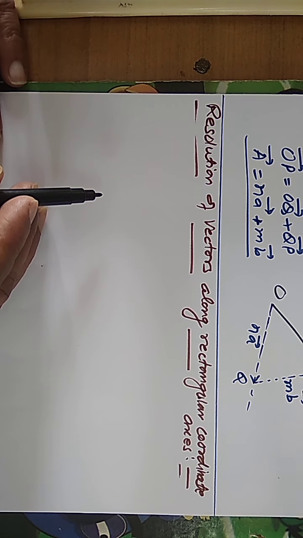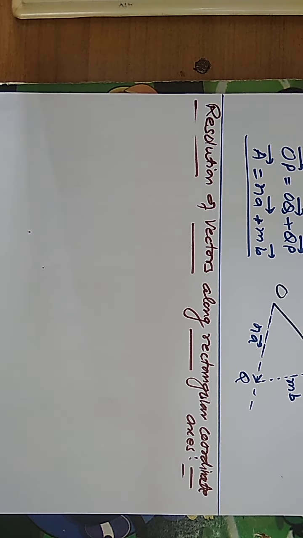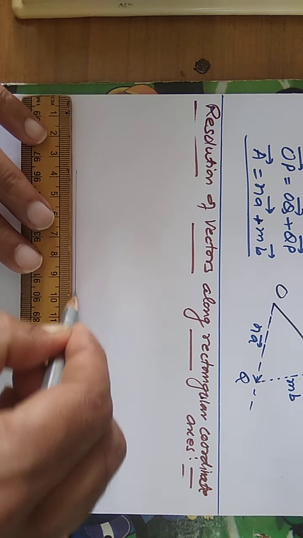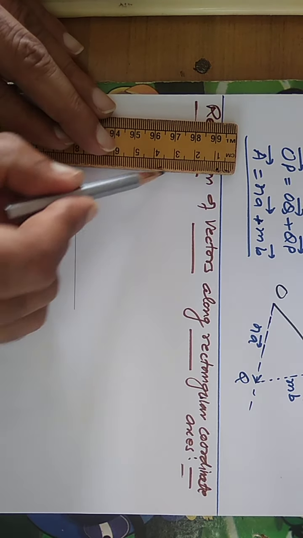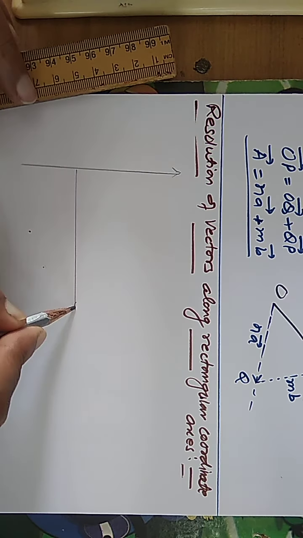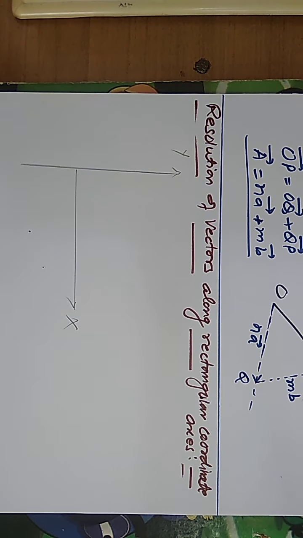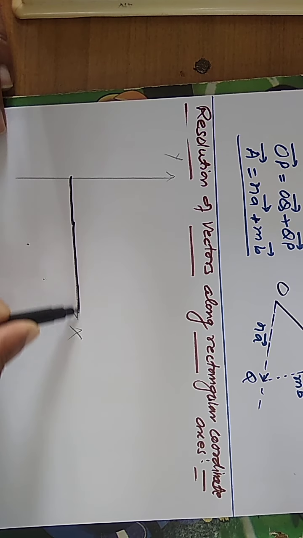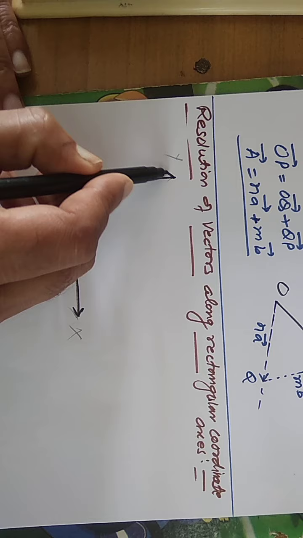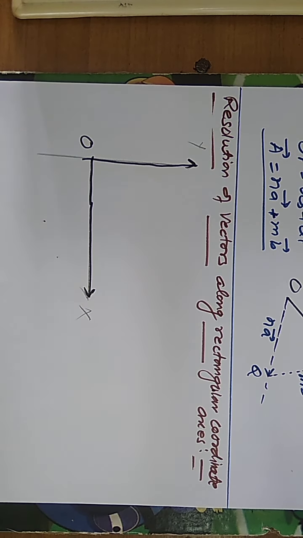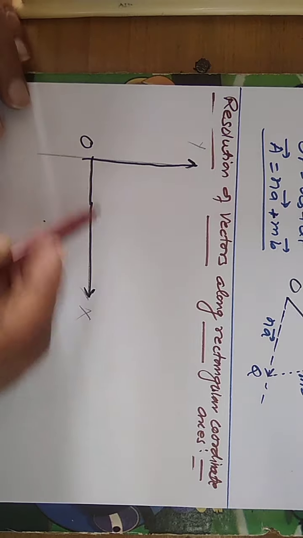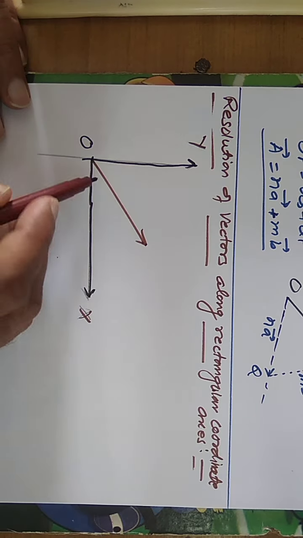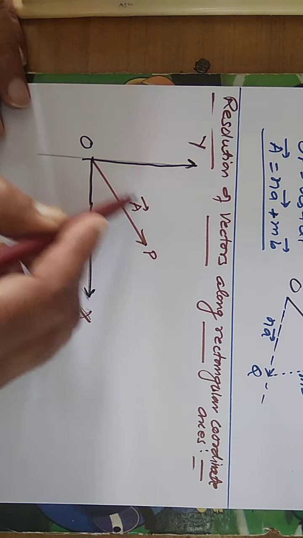So first of all, we may draw the coordinate axes. Suppose this is the x-axis and this is the y-axis. O is the origin and the given vector lies on this xy plane. Say OP is the given vector A.